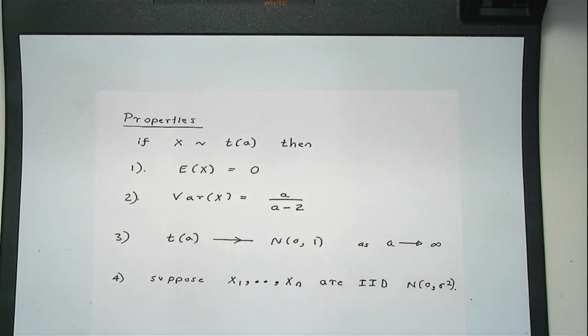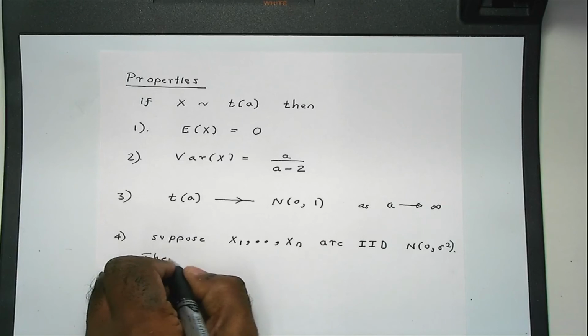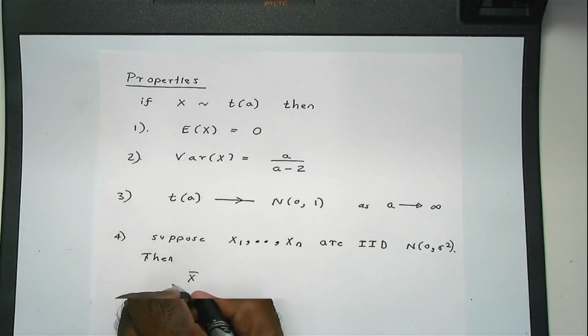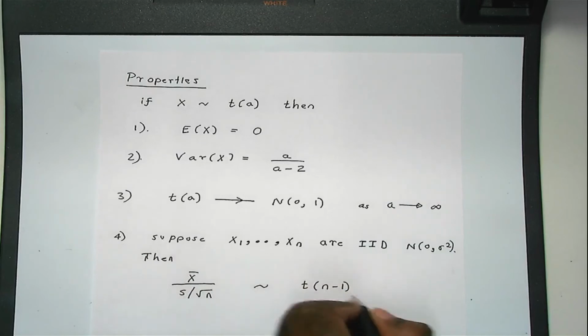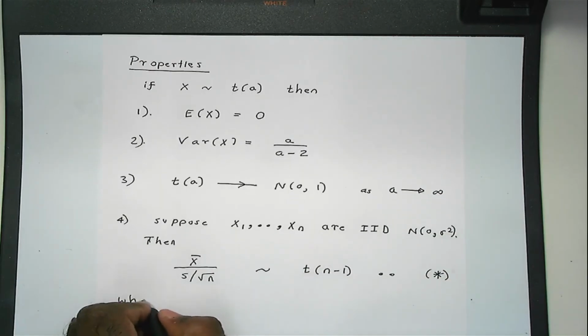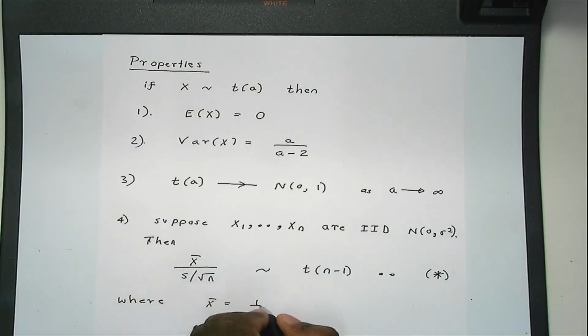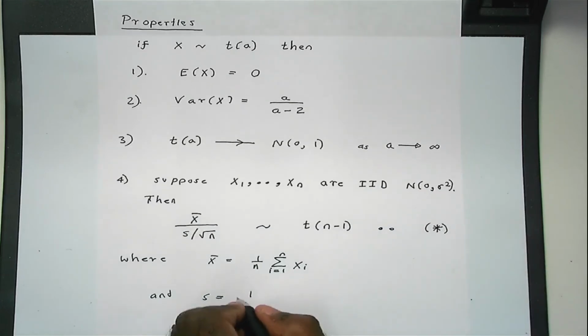suppose you have IID normal variables with 0 mean and variance sigma squared. When the following is true, then, for later purposes I'm going to call this star. I'll read it later, where x bar is the sample mean, and S is the sample standard deviation, and there are two formulae that I gave you earlier, so I'm going to use the second of the two, where you have n minus 1, not n.